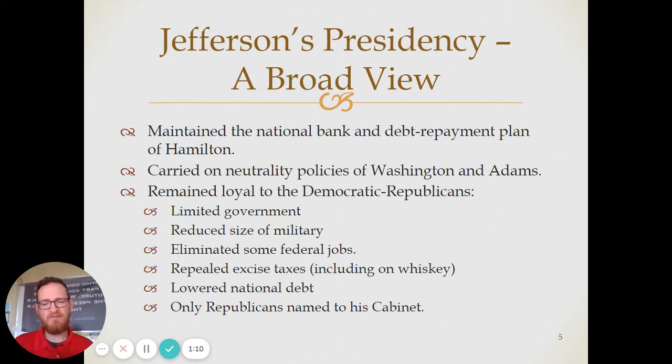Now, Jefferson's presidency, when you take a very broad view of it and look at what he was able to accomplish. So for one, he maintained the national bank and the debt repayment plan of Hamilton. So he kept that in place.